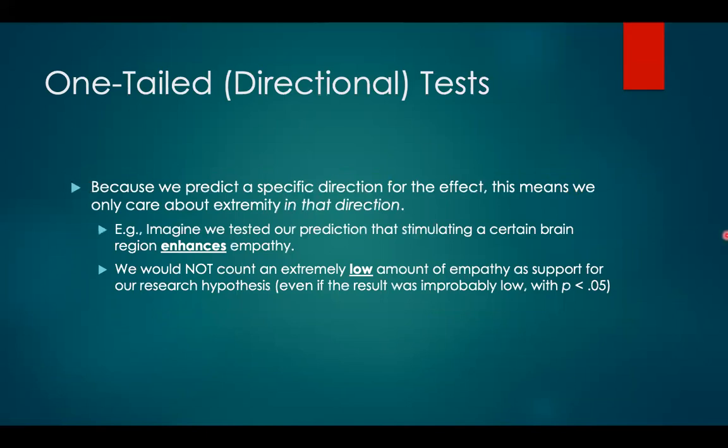So because we predict a specific direction for the effect, this means that we only care about extremity in that particular direction. So imagine if we tested our prediction that stimulating a certain brain region enhances empathy. So we would not count an extremely low amount of empathy as support for a research hypothesis, even if the result we obtained was improbably low, with a p-value less than 0.05.